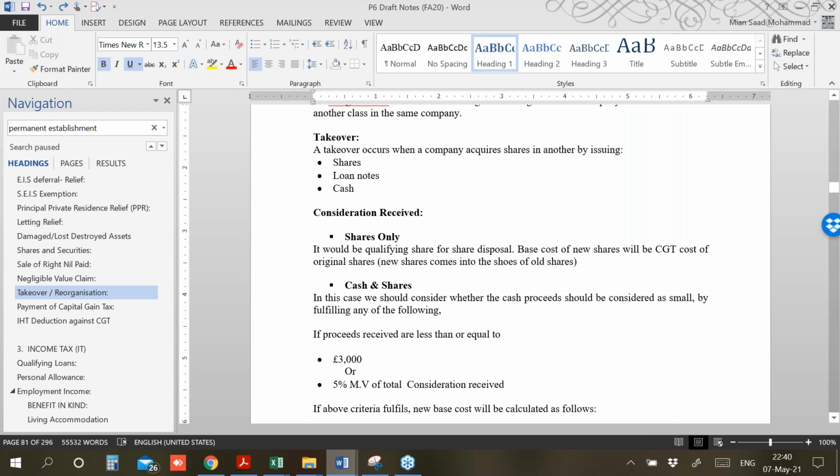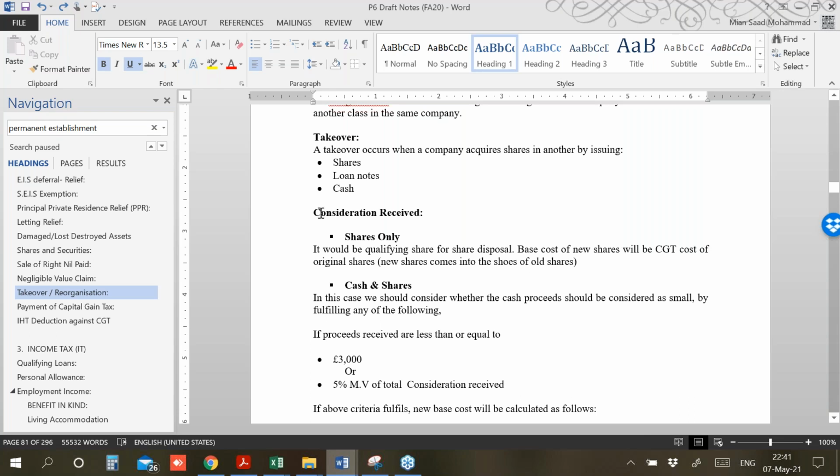Now, if there is a mixed consideration, where some cash and some shares are involved, then the share part will still qualify for the exemption from CGT at takeover. However, only the cash part of the gain will be taxable. And that can be exempt as well if you fulfill the small disposal criteria. That is, the cash proceeds received are either less than 3,000 or 5% of the market value of the total consideration.